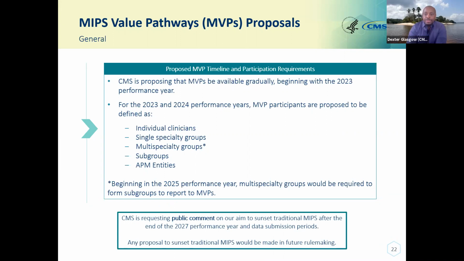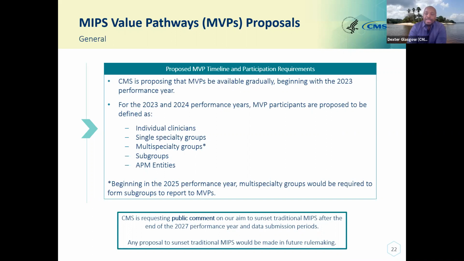Now, the first 2 years of MVP reporting will be 2023 and 2024 if finalized as proposed. And we are proposing a new term called MVP participant. And that term just is meant to encapsulate the following clinician types: individual clinicians, single specialty groups, multi-specialty groups, subgroups, and APM entities.